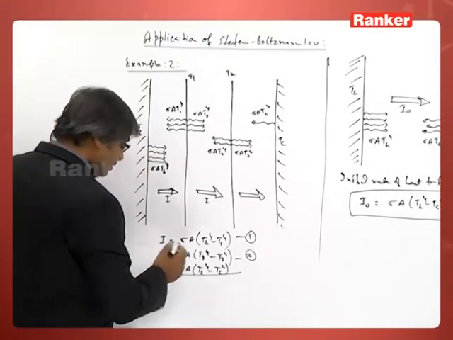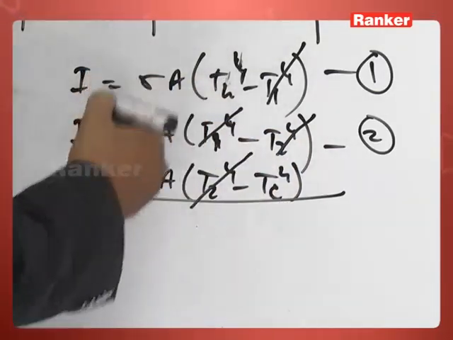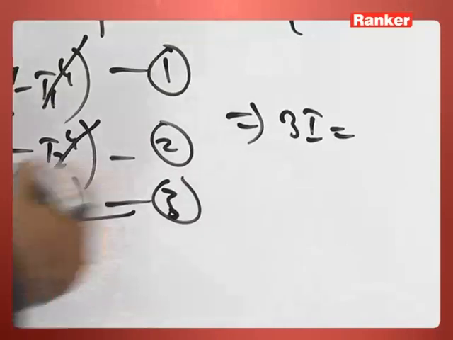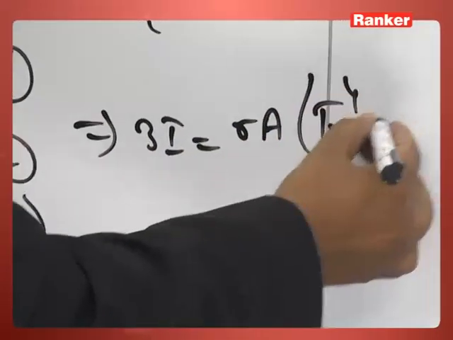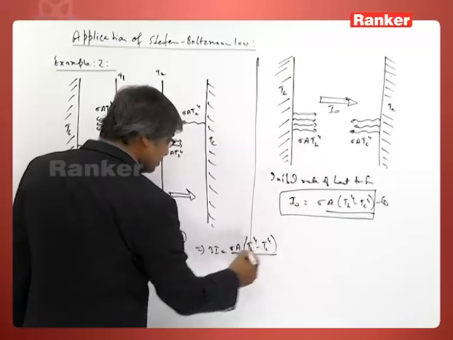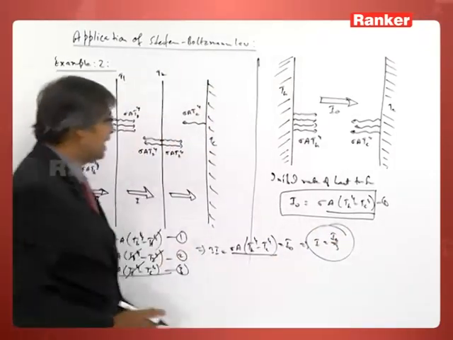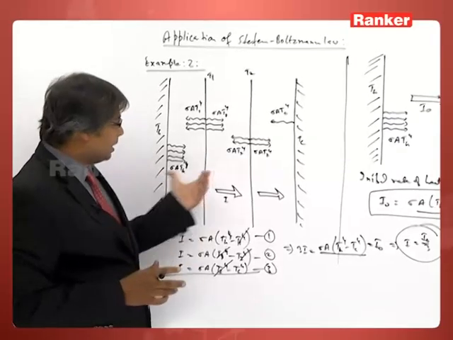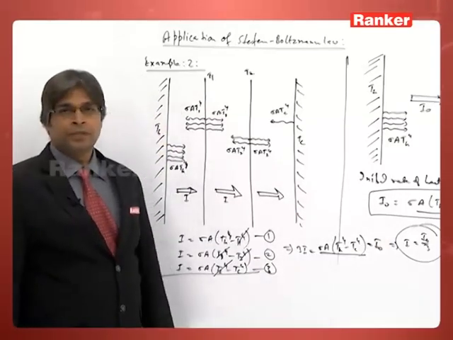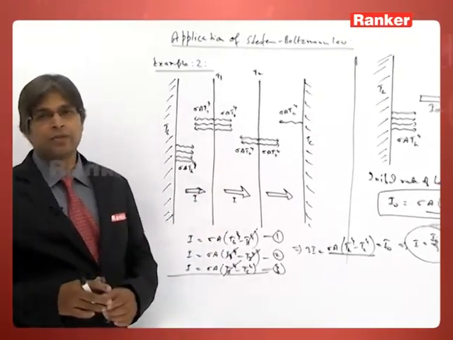If I add, you see T1 T1, T2 T2 cancel, so only TH and TC are left. This is 3I, implies 3I is equal to sigma A, TH to the power 4 minus TC to the power 4, and you recall this thing is nothing but I naught, implies I is equal to I naught by 3. Thus by introducing two blankets we are able to reduce the rate of heat transfer by radiation to 1/3. So this is how black blankets are used to decrease the rate of heat transfer.